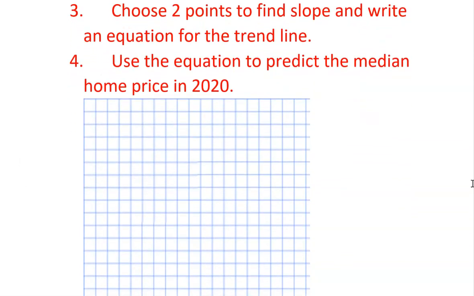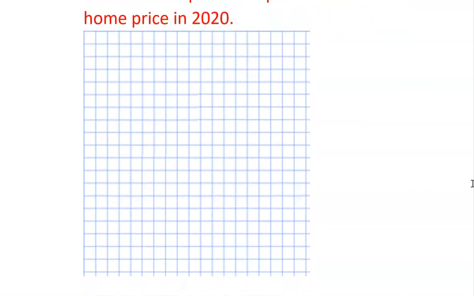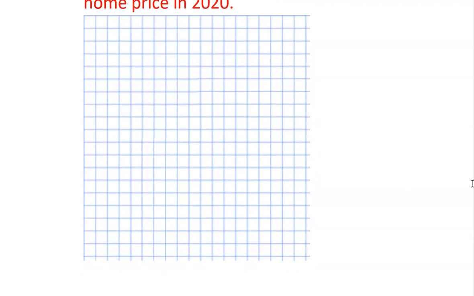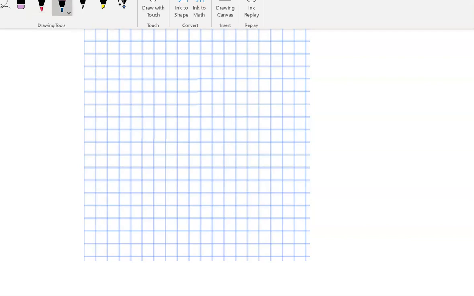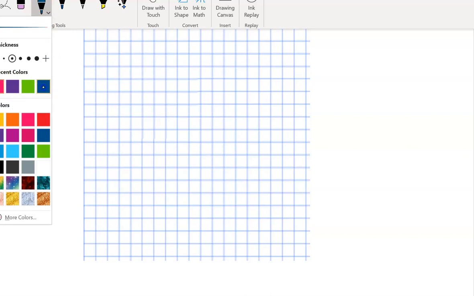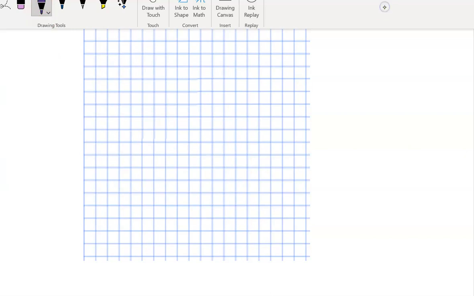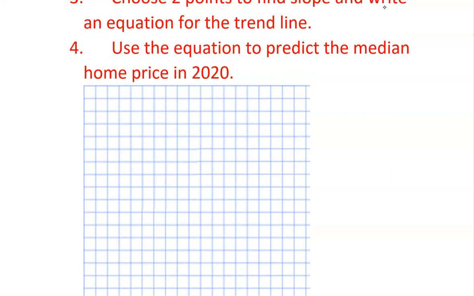median home price. The thing with trend line is my trend line might be slightly different than yours. So when you check your answers, they might be slightly different, but they should be similar. So just be careful with that. So let's get this graph going. All right, so the X would be the years. Okay, let's do a title first, actually. Florida median home prices.